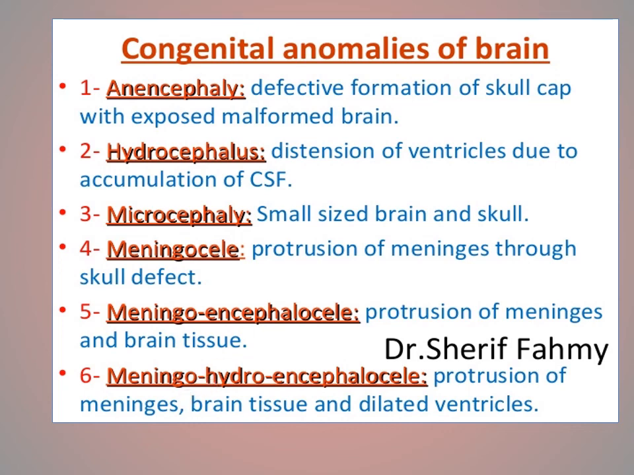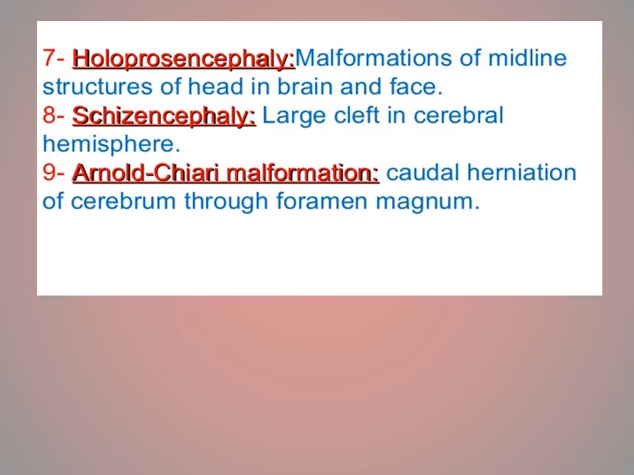And then another variety is the meningohydroencephalocele, where there is protrusion of the meninges and brain tissue, and there are also dilated ventricles. Then holoprosencephaly is the malformation of the midline structures of the brain and the face. Then schizencephaly is the large cleft in the cerebral hemisphere. Then Arnold-Chiari malformation is the caudal herniation of the cerebellum through the foramen magnum. So this is the brief summary of all the brain defects, and you should know the major abnormality causing these brain defects.